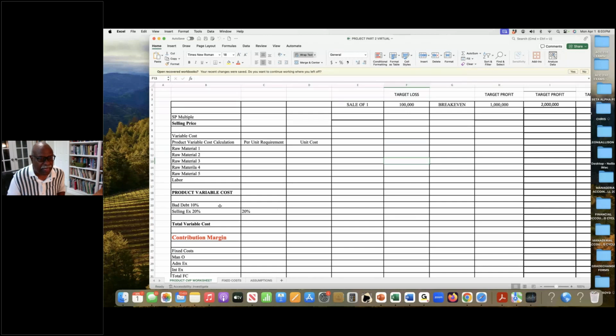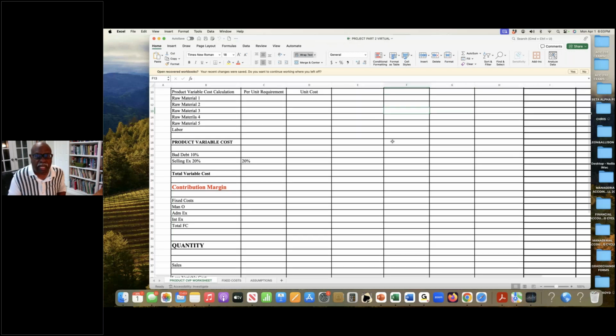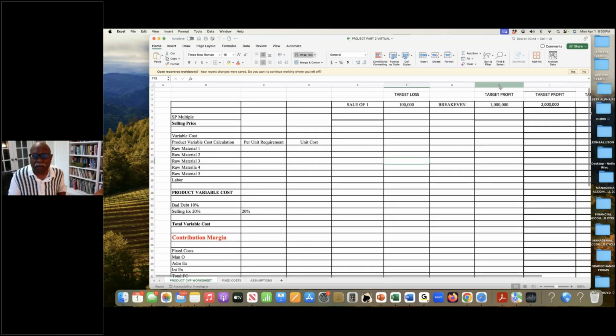You use a bad debt of 10% and a selling expense of 20%. You can go ahead and utilize that. Your fixed costs will be manufacturing overhead, administrative, interest expense. And you've got to calculate all of those for your project. And once you've done that, then come through and fill out this table.